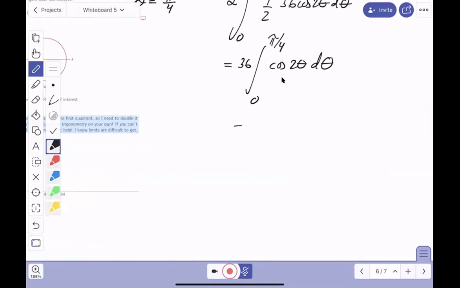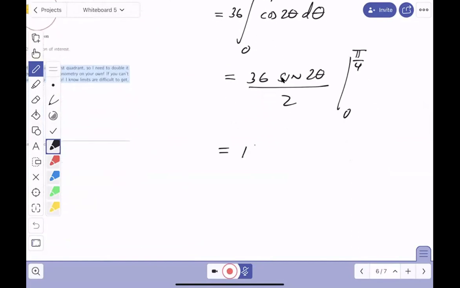Again, I'm not beyond making a mistake. I know I tell you that a lot, but it's so true. It's going to be sine of 2 theta over 2, evaluated from 0 to pi over 4. And that's going to be 18. You get sine of pi over 2, which is 1, minus the sine of 0, which is 0, so it's 18.